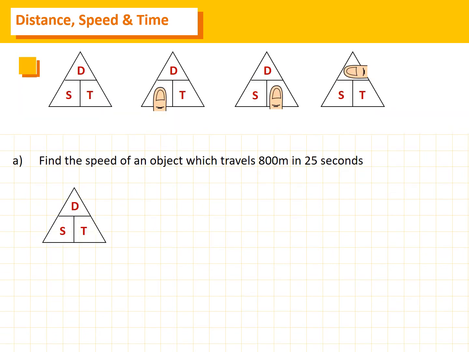You may find it more helpful and quicker to use the distance, speed, time triangle. If you are using it, you need to have distance on top, speed to the left, time to the right. How would you use it?